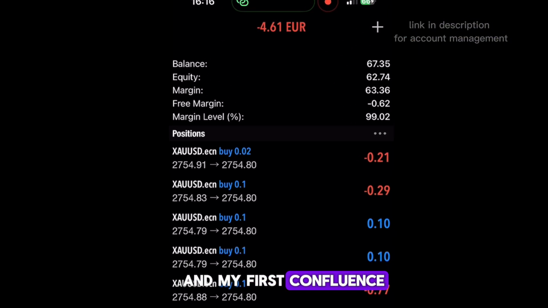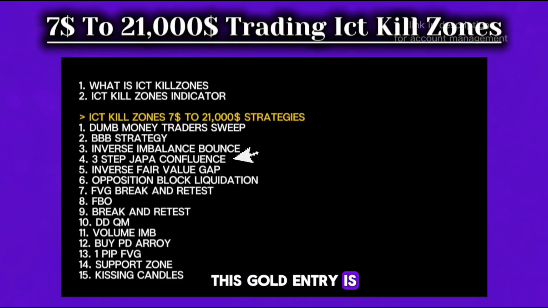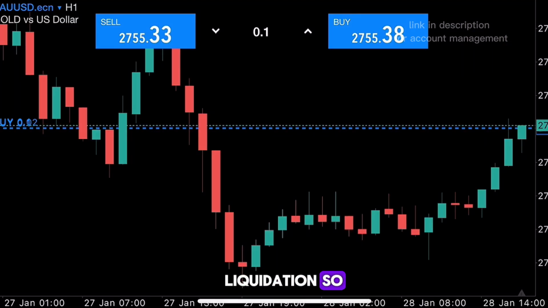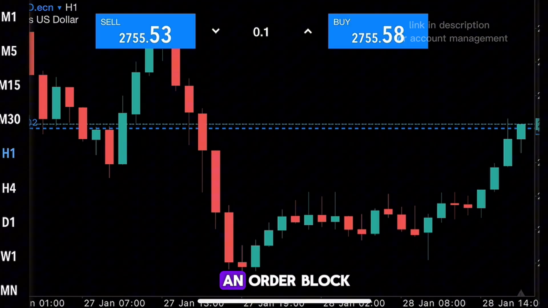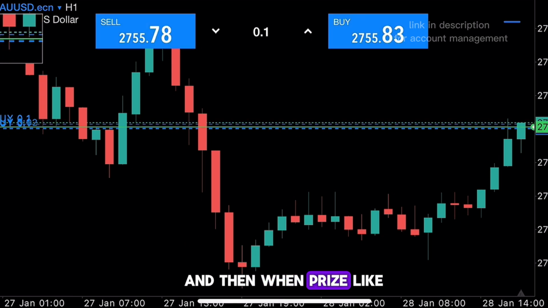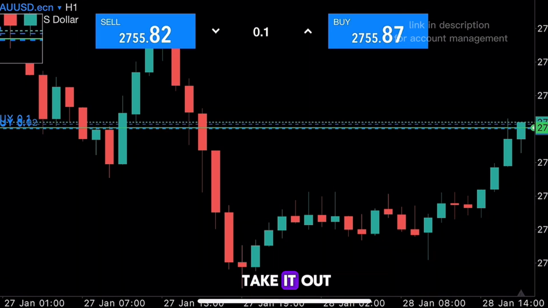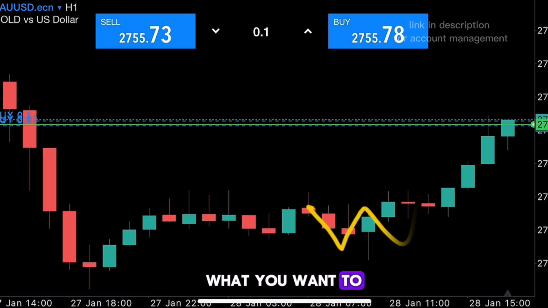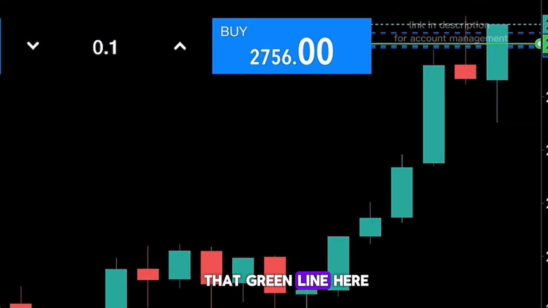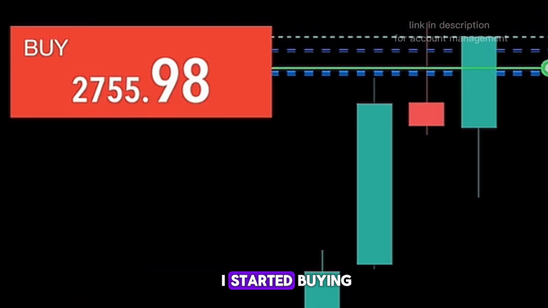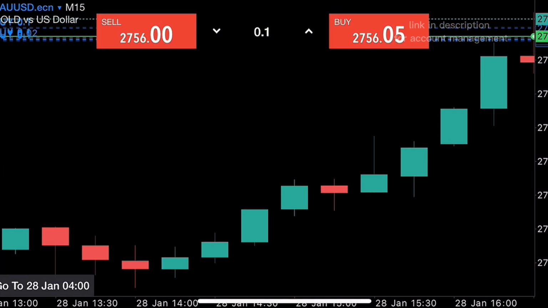And my first confluence, the first reason why I entered this good entry, is what we call an opposition block liquidation. So what happened is that you want to mark a breaker block or another block, and when price wants to take it out a bit, what you want to do is stack positions on it. Like this breaker block, you can see that when price liquidated that green line there at the tip there, I started buying as soon as price liquidated. That's it. That's literally it.